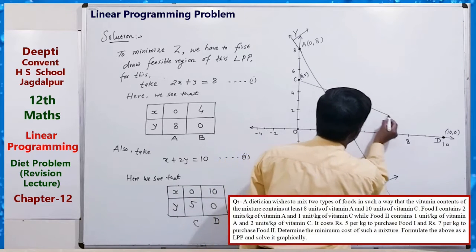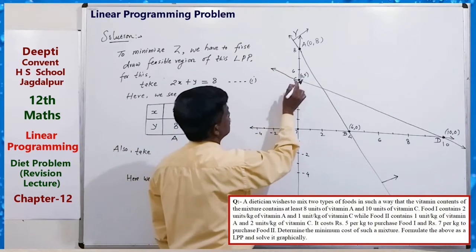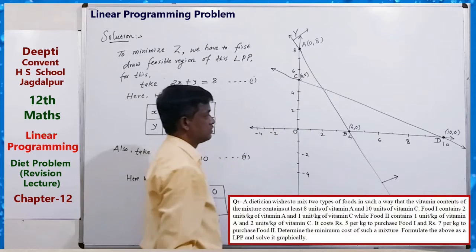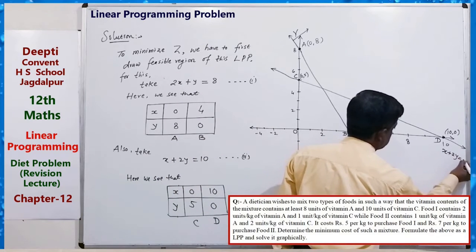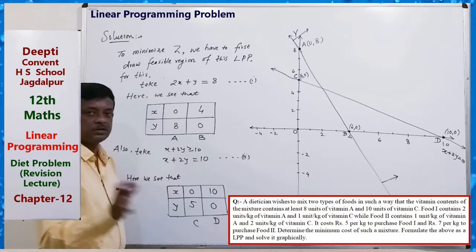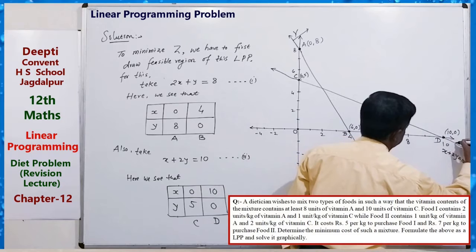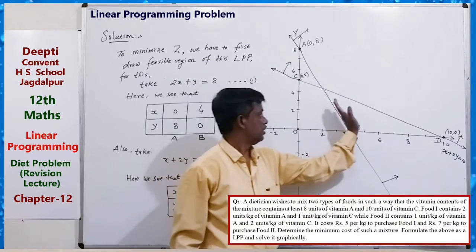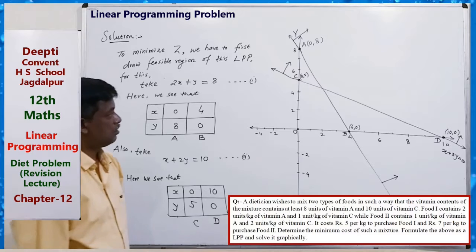This is the line through point C. This line is x plus 2y equals 10. And also here x plus 2y is greater than or equal to 10. Origin is not satisfied. So the solution will be on which side? This side, the upper side. In this side and in this side, that is this portion. Clear?